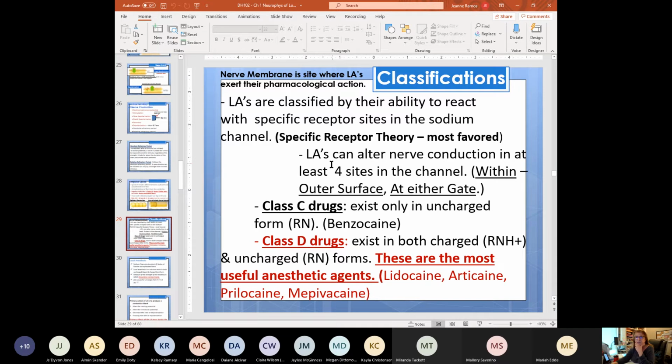Just for your knowledge, there are quite a few theories about how the local anesthetic works and why it works. The only one you need is this theory. You don't even have to read about the other theories. I've never seen any questions about the other theories. The one that most dentists go for is this specific receptor theory. That's the most favored of all the different theories.